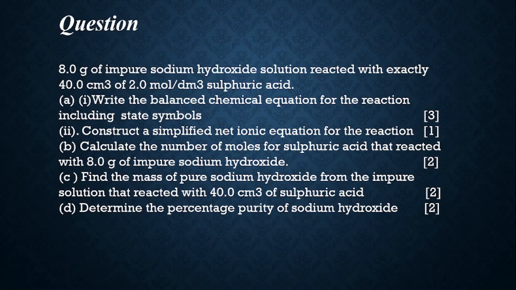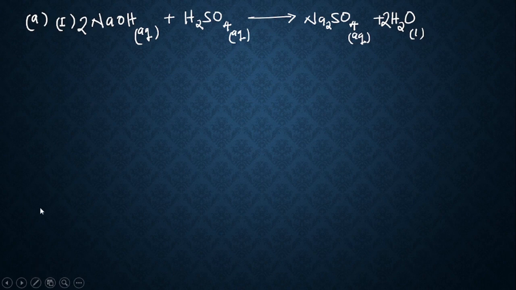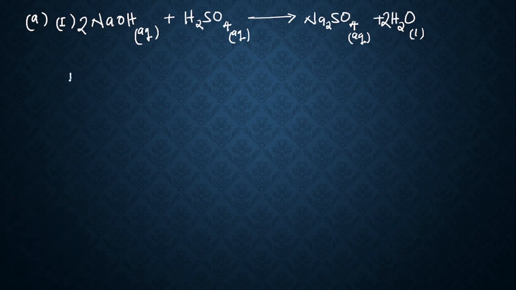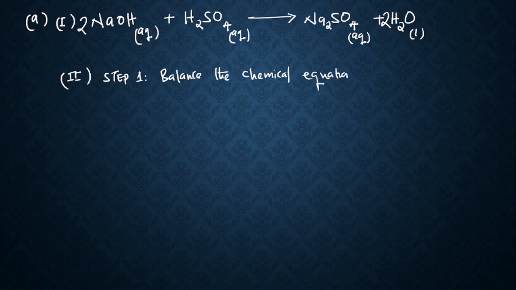Next, we are told to construct a simplified net ionic equation for the reaction. When doing this, there are necessary steps to follow. Step number 1: balance the chemical equation. Our equation is already balanced, so we go to step 2.